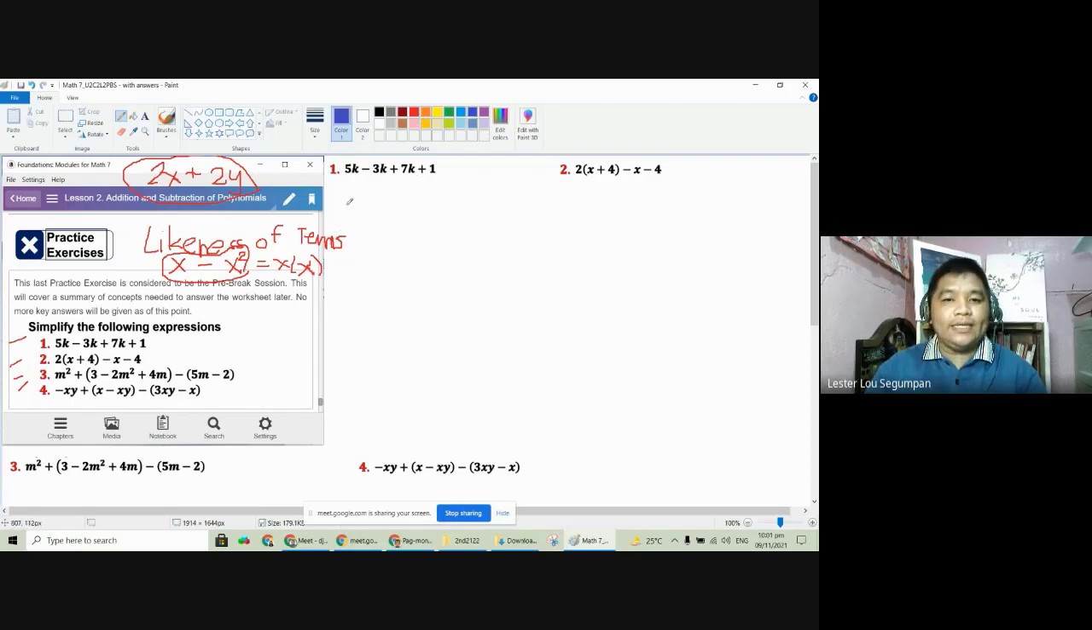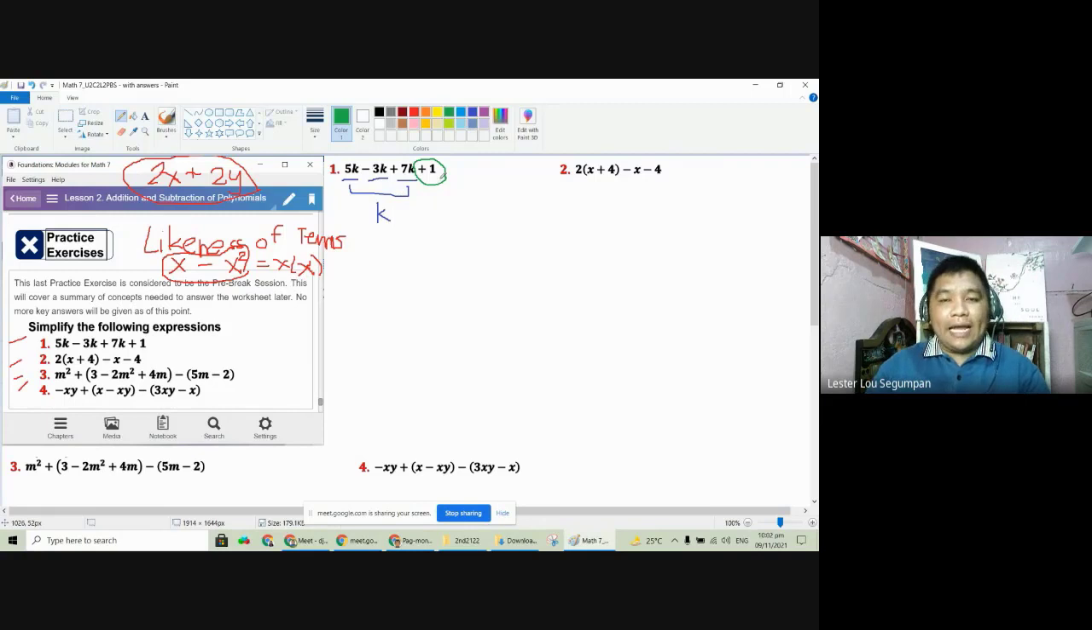For number one, we can see here three different terms that are considered to be like terms. We have here 5k minus 3k and plus 7k. Why? Because when you look at their literal coefficients, all of these three terms have the literal coefficient of k. And we have here the last term as a constant. So we cannot combine this with any of the three. Only these three can be combined. And how do we combine them?